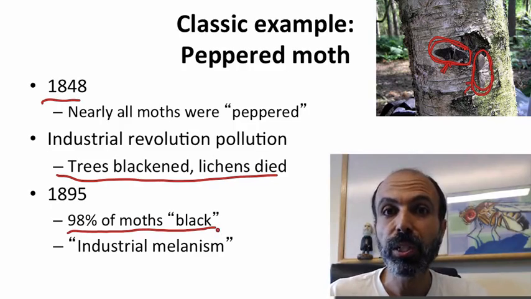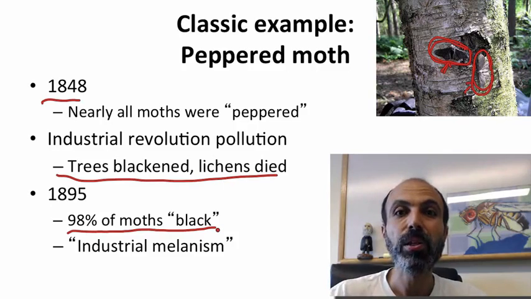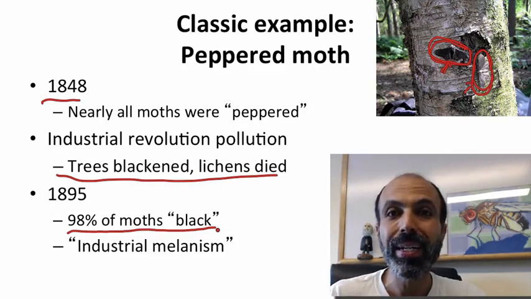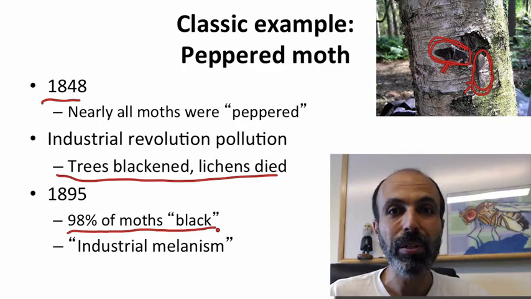This was not a change in the color of individual moths. What happened is the offspring of the black moths were able to survive because they could hide. They were better camouflaged. Meanwhile, the offspring of the peppered moths were not so lucky, and they got eaten up by a lot of the birds.